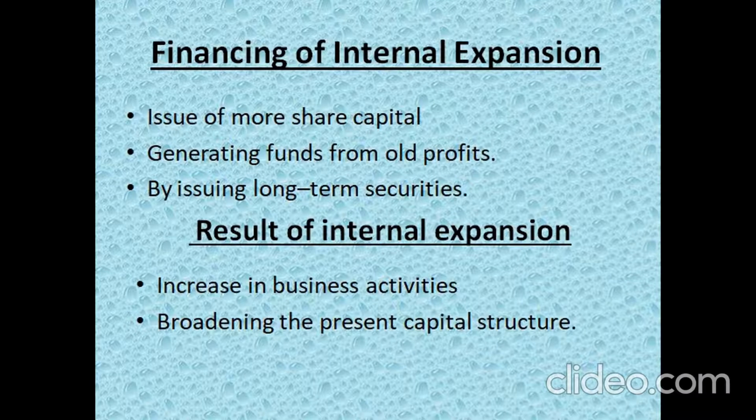And what is the result? The result is increase in business activities and broadening the present capital structure. See, obviously, if the business is changing the old machinery with the new one, or entering into a new field of production, the business is increasing its activities. And if, for funding this internal expansion, more capital is issued in the market or more loans are taken, its present capital structure is broadened. So this is the result of internal expansion.